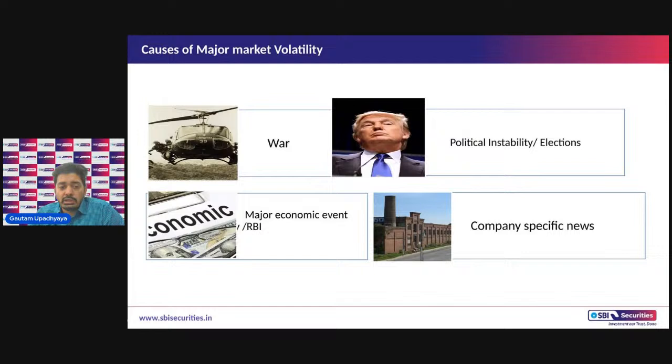Another is political instability or elections. Whenever there is any major country which is going into an election phase, or whenever there is political instability, that's also the time when the volatility increases. Market never likes uncertainty. कभी भी market को uncertainty पसंद नहीं है, and whenever the uncertainty increases, we witness the option prices also tend to increase on the upside.